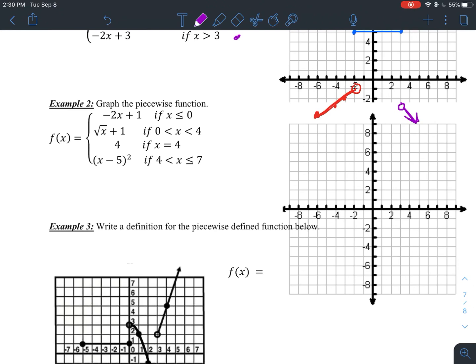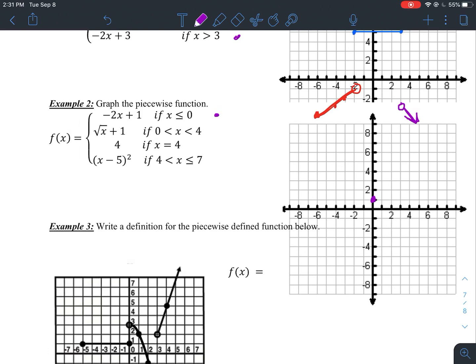Second piecewise function here, we have 4 pieces. So the first piece is when x is less than or equal to 0, and that's a line, negative 2x plus 1. So if I put 0 in for that, I would get positive 1. And it's a closed circle because it's less than or equal to. And now it says less than, so we're going to the left here.